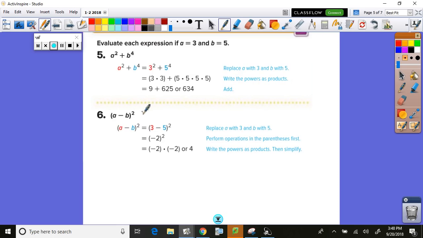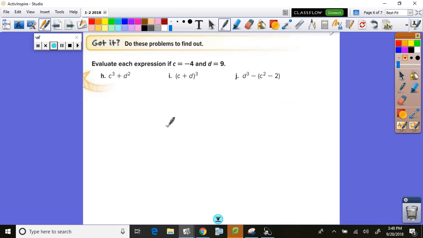Last is when we substitute. Always, always, always put it in parentheses. So here, parentheses weren't absolutely necessary because they're positive numbers. So 3 squared plus 5 squared, I square both and add. Substitute. Here I want to subtract first because it's inside parentheses. And then square, and I get 4, because -2 squared is -2 times -2. Last problem, so you're going to pause one last time, do these, and then come back.